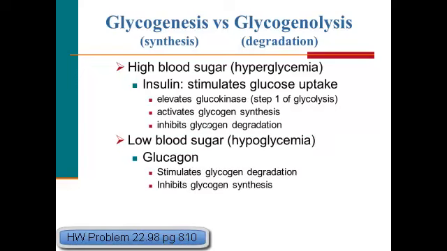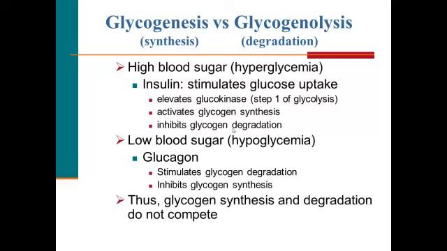Now the opposite is going to happen during times of low blood sugar or hypoglycemia. During times of low blood sugar, glucagon is going to stimulate the breakdown of glycogen to provide glucose for energy within the body. So at the same time that it's stimulating the degradation of glycogen, it's inhibiting the synthesis of glycogen. So again, these hormones are working in opposite manners to regulate whether glycogen is being made or whether glycogen is being broken down.